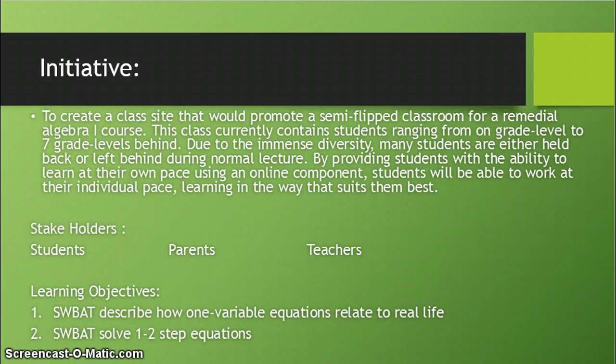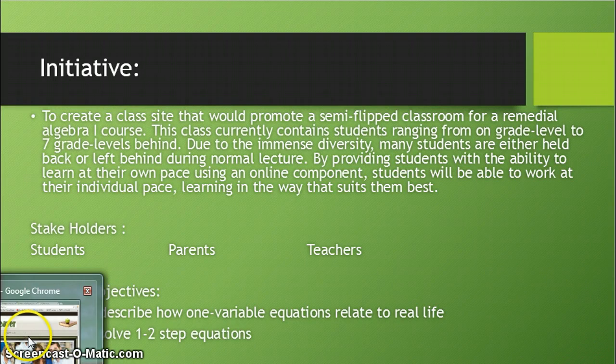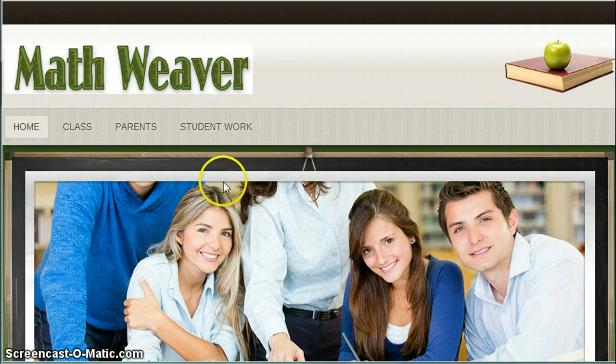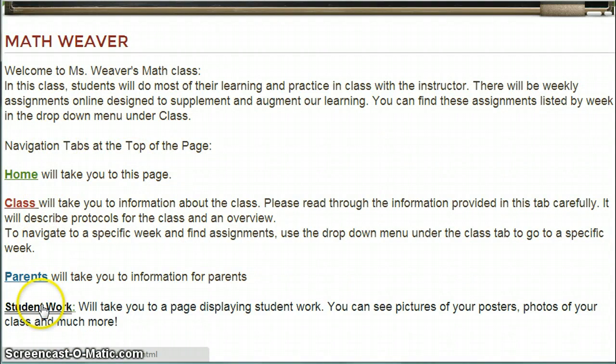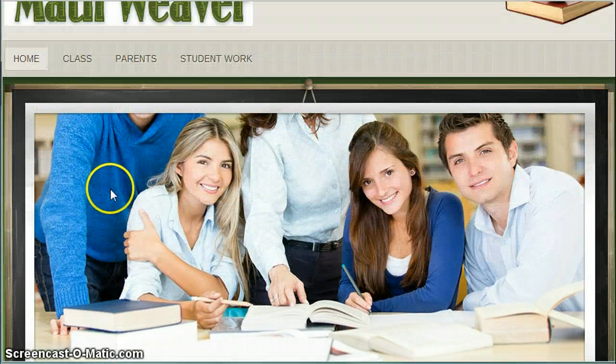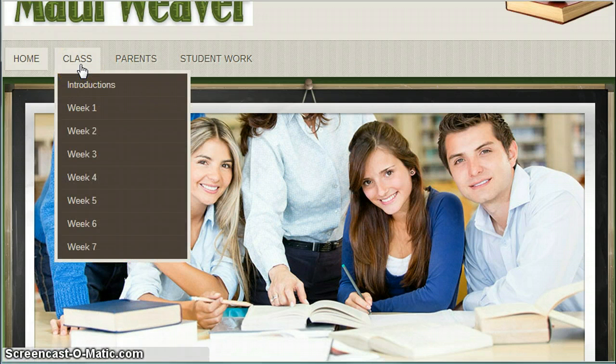I'd like to start by looking at the website itself and give you an overview. This is the main homepage with navigations at the bottom explained. At the top, we look at our class page. There are different weeks depending on which week we're in.